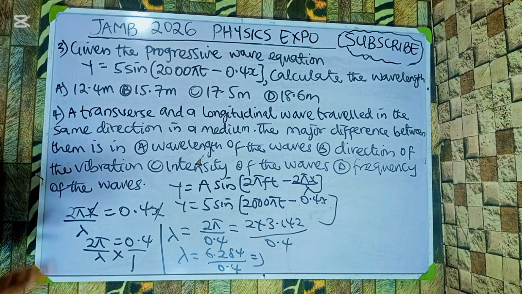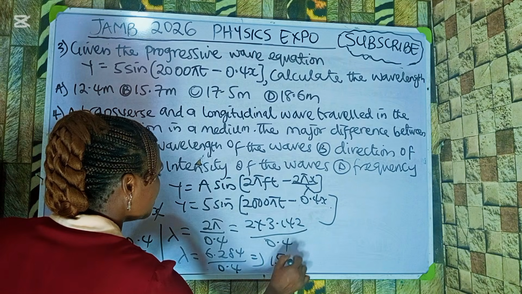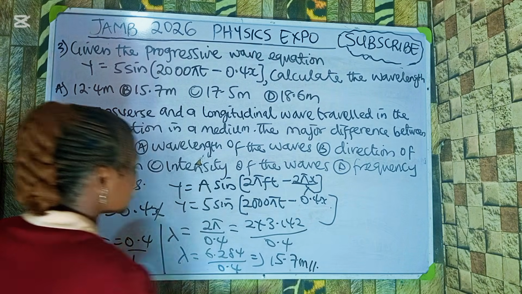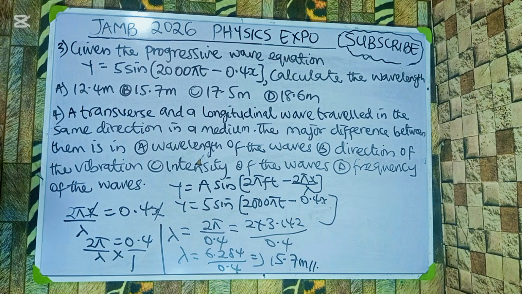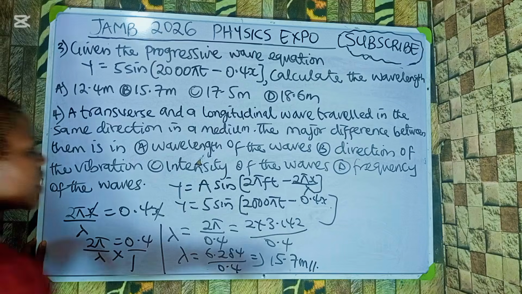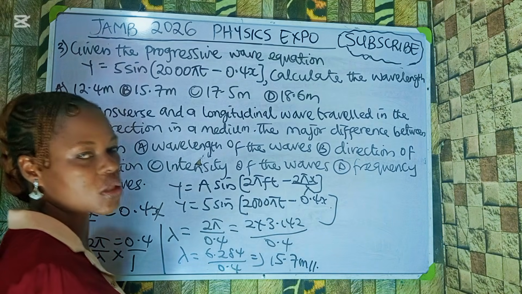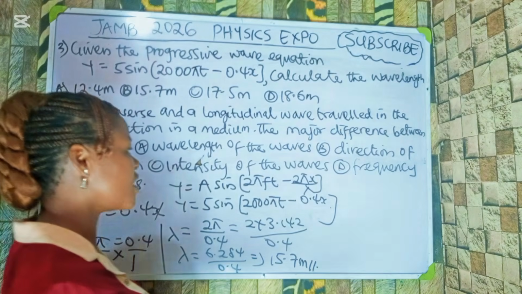And once we do that, we're going to get our answer to be 15.7 meters as our wavelength. So if you have a question like this, this is how to solve it. Now if you are also asked to calculate the frequency, we can equate this one to this one. So let me just solve that one for you in case you see a similar thing like this.